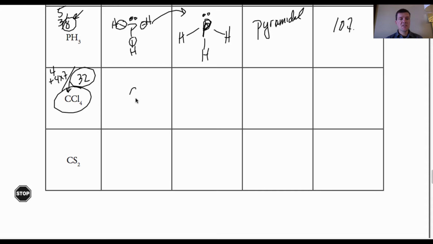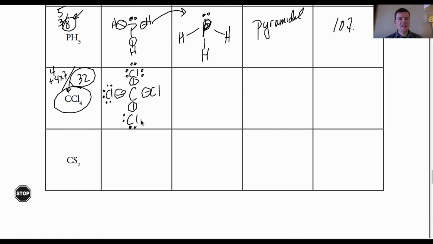Let's draw our skeleton structure. Carbon in the middle, bonded to each of the chlorines. With these 4 bonds, I've got 2 times 4. I've got 2, 4, 6, 8 electrons represented. I need a total of 32, so I'm going to need 24 more. Let's start on the outside. 2, 4, 6. This chlorine is happy because it's got 8, counting that bond. 8, 10, 12. This chlorine's happy because it's got 8 around it.